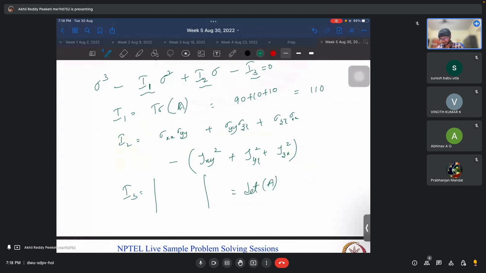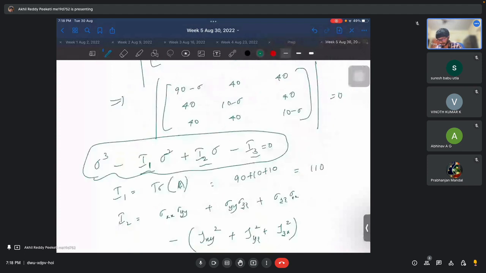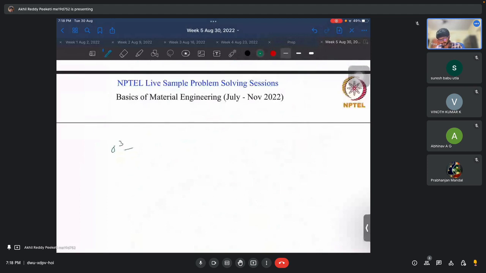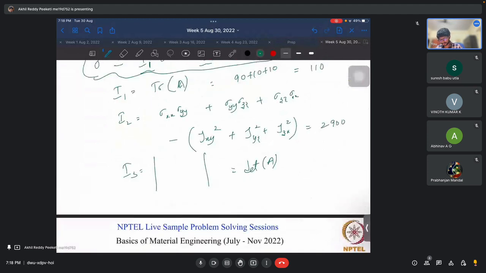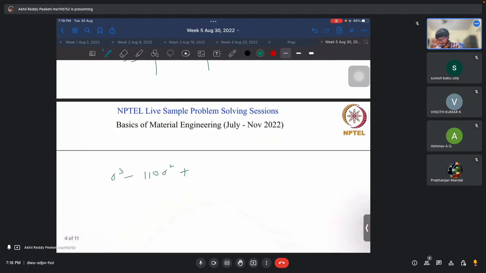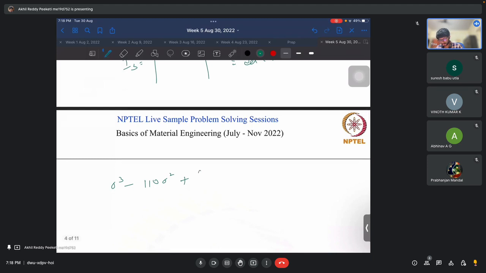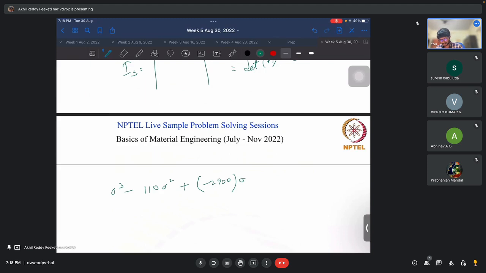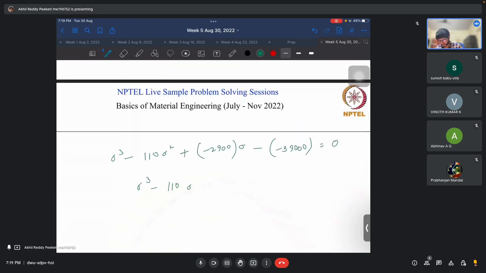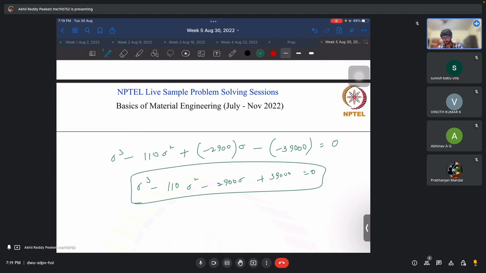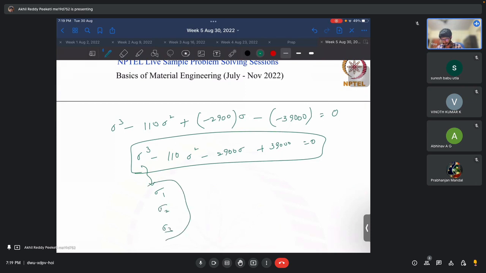Okay. So if you do this, then you will get a cubic equation in sigma. Here in this case, it would turn out to be sigma cube minus, we have seen I1 is 110, sigma square plus, in this case I2 here would be minus 2900 and the determinant would be 39,000. So minus I1 sigma square plus I2 sigma, I2 is minus 2900 sigma, minus I3, I3 is 39,000, equal to 0. So this is sigma cube minus 110 sigma square minus 2900 sigma minus 39,000 equal to 0. If you solve this equation, you will get three values for sigma. Those three would be the principal stresses.